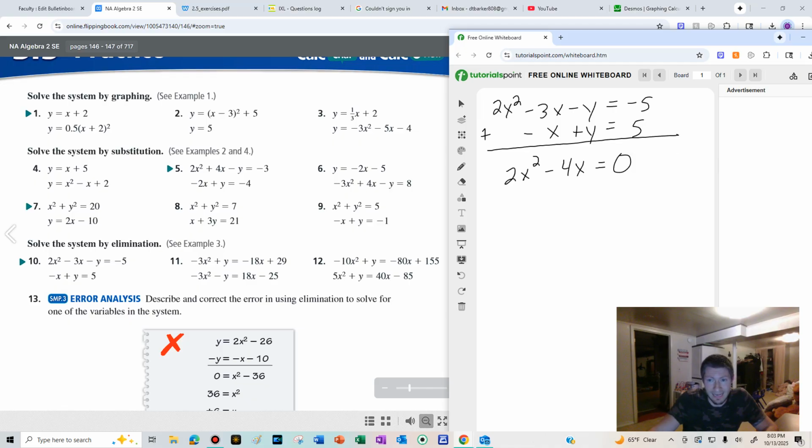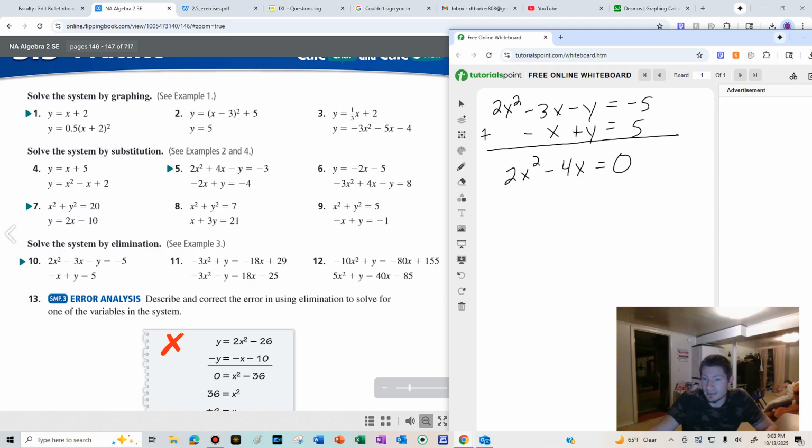If I had canceled out the x's, that might not help me, right? Because I have a y and an x, and that would be, in that case, a parabola. So it wouldn't give me a solution. So what would you do here? You could think about graphing or solving by factoring.